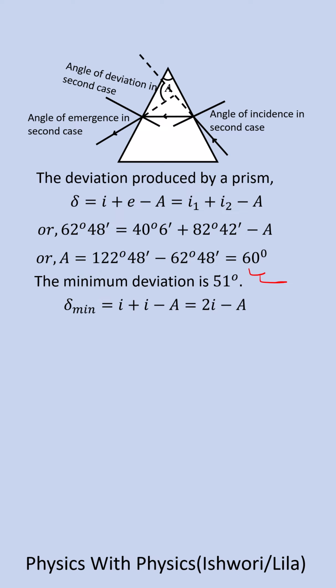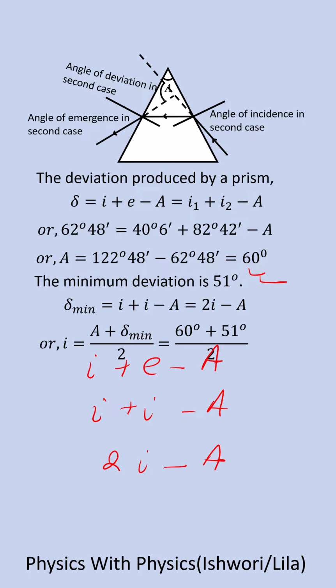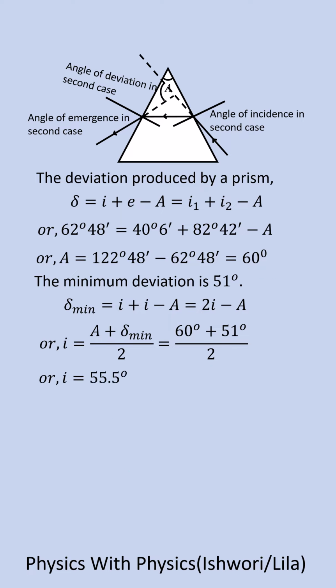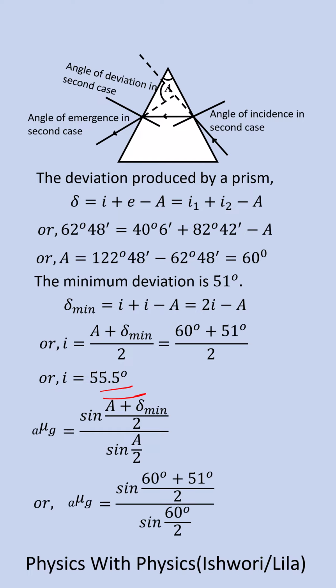Now delta minimum equals I plus E minus A. When the prism produces minimum deviation, I equals E. That's why I plus I minus A. That's why delta minimum equals 2I minus A. Okay, let's substitute the value. We got the angle of incidence as 55.5 degree. Now let's use the formula. We get the refractive index of glass with respect to air as 1.65.